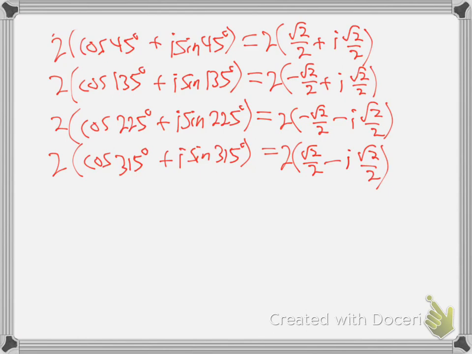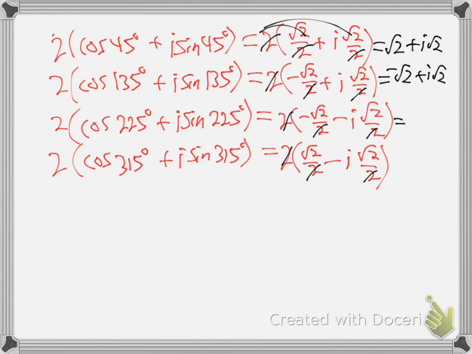And now we're just one step away. Distribute, the 2's will cancel, won't they? So it's going to be root 2 plus I root 2. All the 2's are just going to cancel. The 2 on the outside is going to cancel all the denominator 2's. And we'll get negative root 2 plus I root 2. And we'll get negative root 2 minus I root 2. And we'll get root 2 minus I root 2. There's the 4 answers. It's basically all the versions of plus and minus root 2's in the front and on the I.